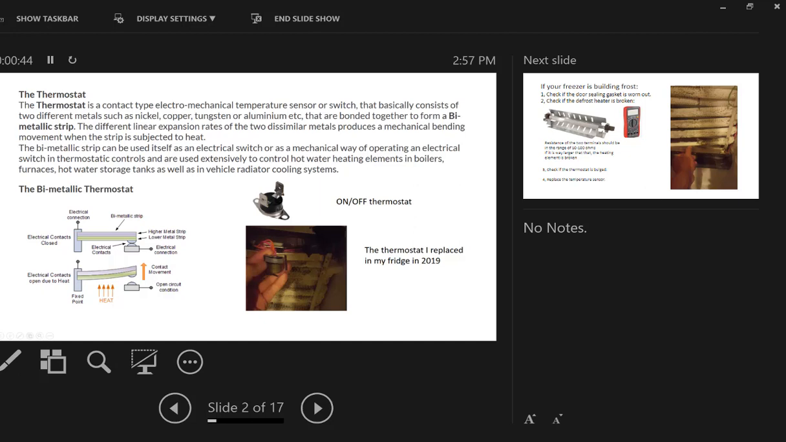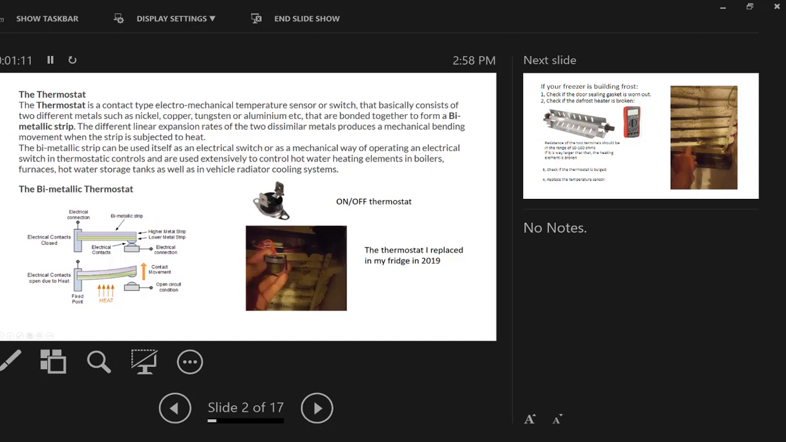Which means when it's too cold, I want to turn it on. When it's too hot, I want to turn it off. Right? Have you ever seen this kind of mechanical switch somewhere? It's called thermostat. I don't think this guy deserves that name, thermostat. It's just a mechanical switch, which senses temperature.